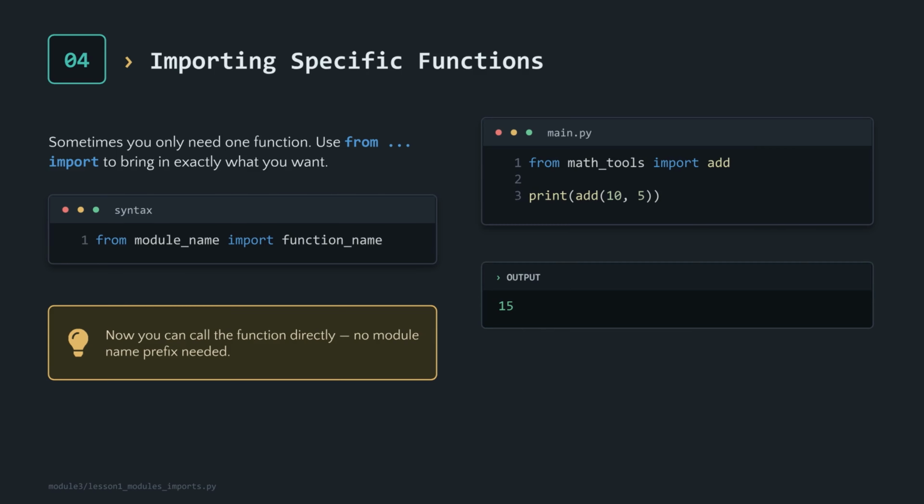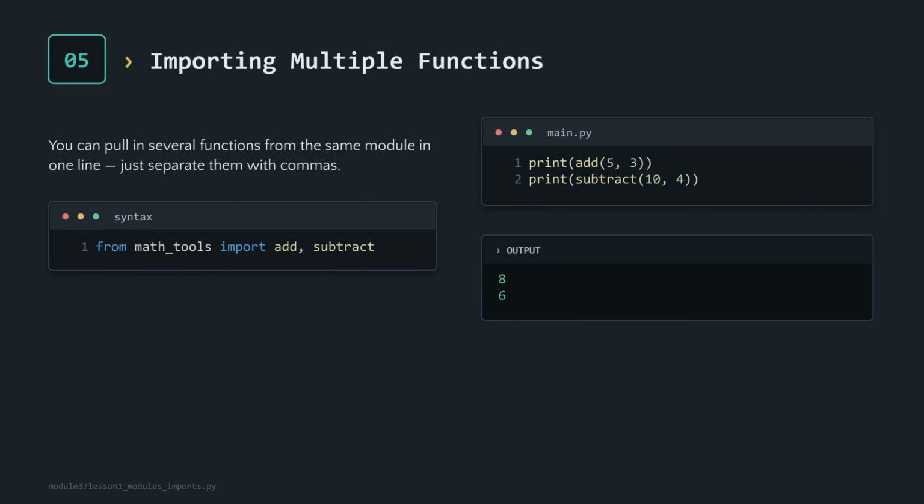Sometimes you don't need the entire module, just a single function. You can use the from statement to import exactly what you need. By doing this, you can call the function directly without typing the module name as a prefix, making your code shorter and more direct. If you need several functions from the same module, you can pull them all in on a single line. Simply separate each function name with a comma after the import statement. It's an efficient way to keep your imports tidy, while still having direct access to the tools you need.